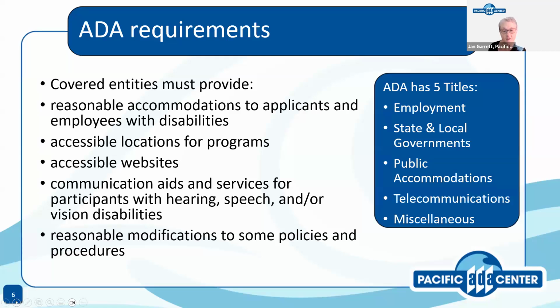The ADA does have 5 titles which lay out all these requirements. We will be focusing on Title I today for employment, but Title II is state and local governments. Title III is public accommodations, which are private businesses and private nonprofits open to the public, and commercial facilities are also located in Title III. Title IV is telecommunications, which primarily deals with access for people who are deaf or hard of hearing or have speech disabilities. And then Title V is miscellaneous, and that includes the specific provision that says you cannot retaliate against someone for enforcing their rights under the ADA. Next slide.